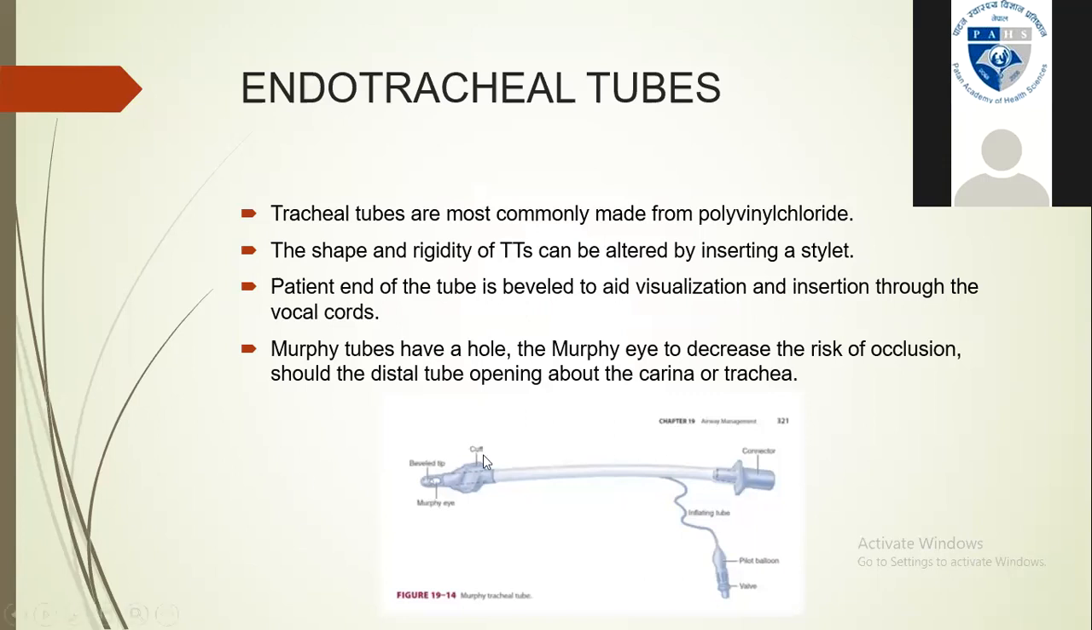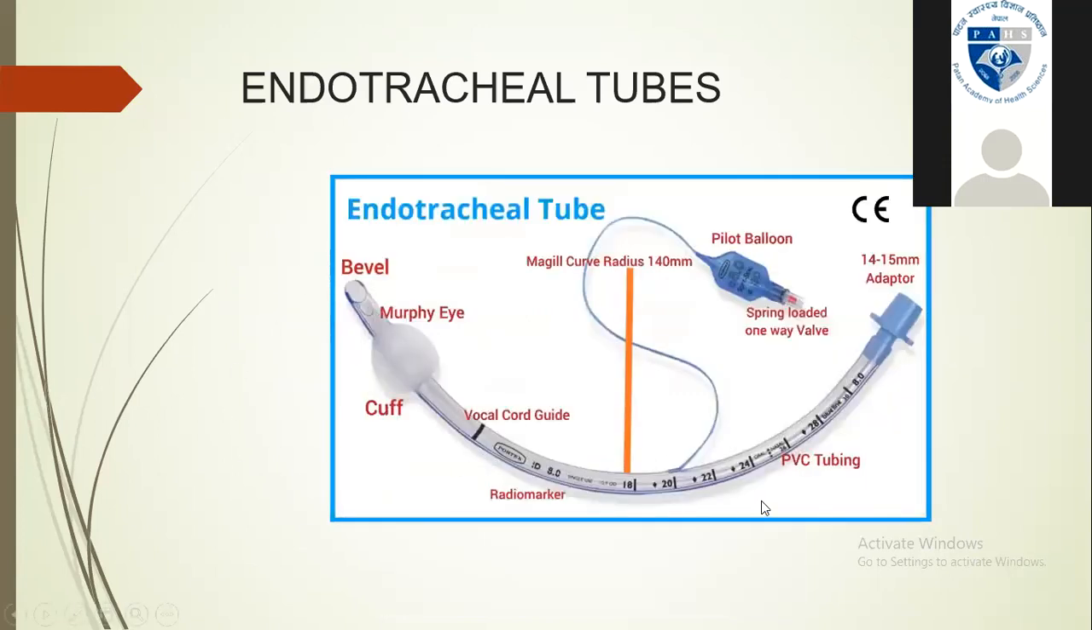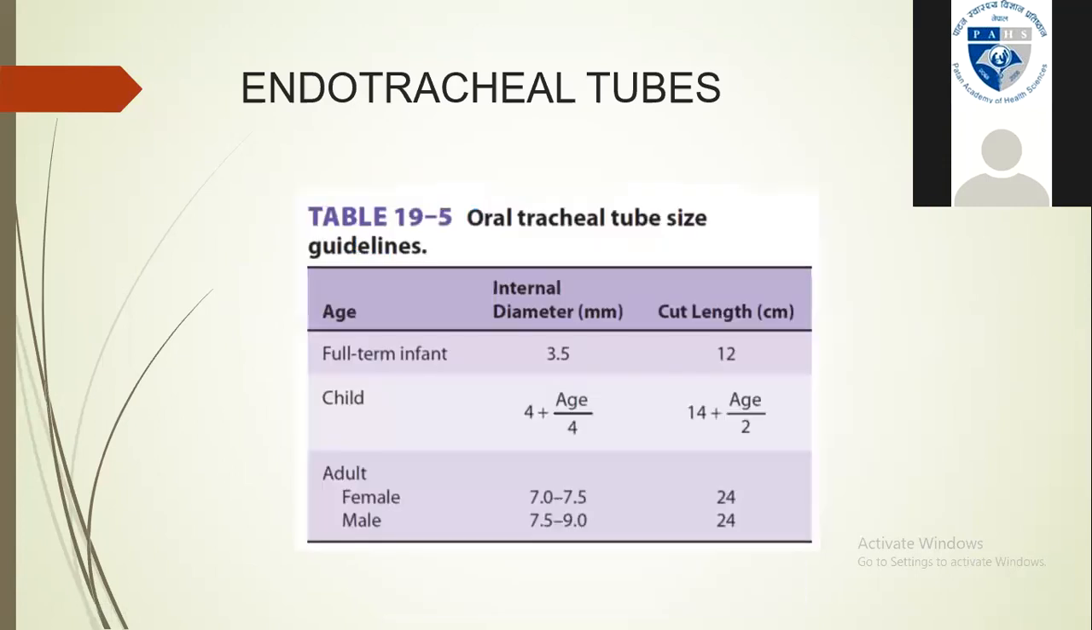Another very interesting part of endotracheal tubes is Murphy's eye. In case of obstruction of this beveled end, Murphy's eye acts as a port for ventilation. So complete obstruction will not be there. It is of utmost importance that we choose an endotracheal tube of correct size.